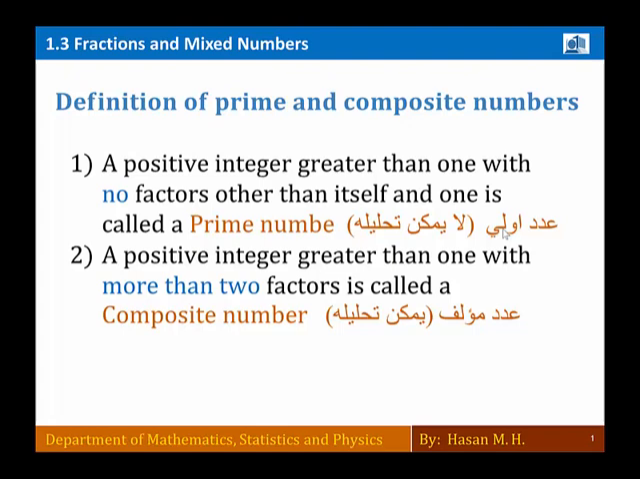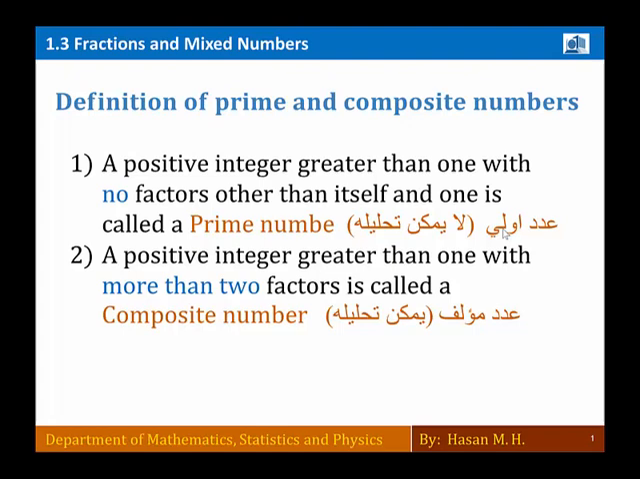Notice that all even numbers are composite numbers except 2. 2 is a prime number. And not all odd numbers are prime numbers.